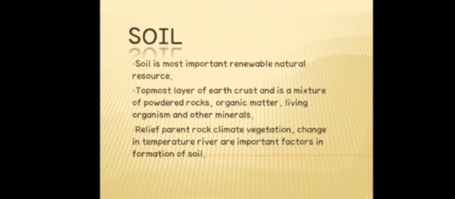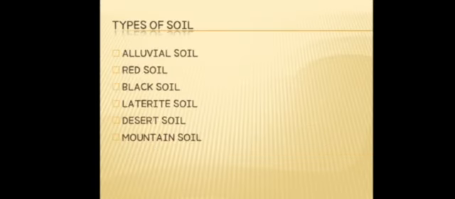So we should take care of this soil. There are many factors responsible for the formation of soil: first is relief, parent rock, climate, vegetation, change in temperature, river, glacier, wind, etc. These are the factors which are responsible for the formation of soil. Now, there are different types of soil: alluvial soil, red soil, black soil, laterite soil, desert soil and mountain soil. One by one we will discuss.